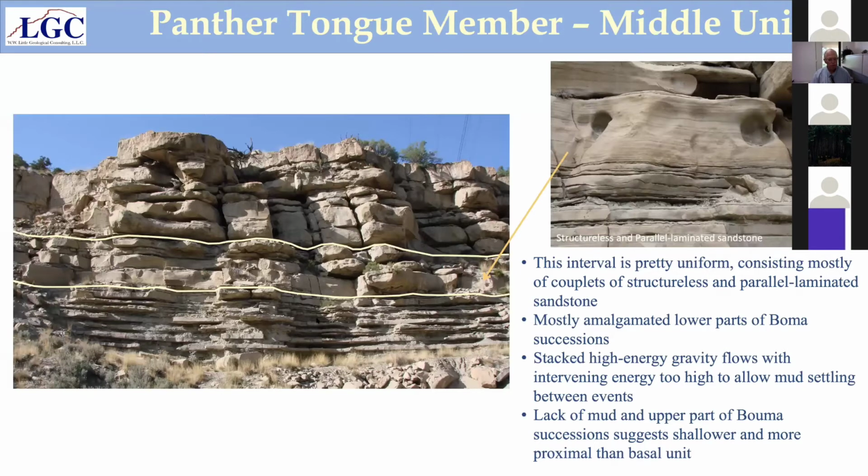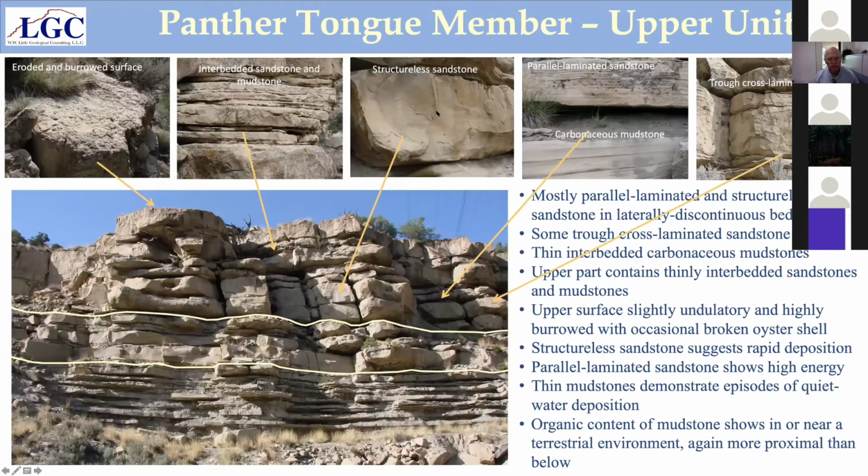Okay, and then the upper part, okay, well, there's a significant change across this boundary. Once we move across this boundary, we no longer see the Bouma successions. We do see parallel laminations. You can see that in this figure close to the right. But we also see trough cross bedding. You can see some troughs in the far right photo. Much of the sand appears to be structureless.